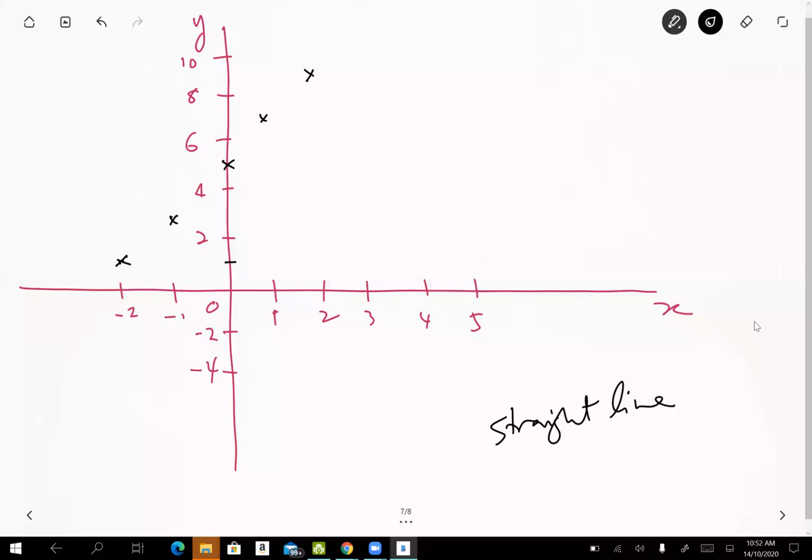So if you look at what I have here, it's quite good. Okay, if I join the lines, probably I will get a straight line. Okay, maybe I don't. Maybe a straight line. So that is y equal to 5 plus 2x. So that's how we draw a graph.